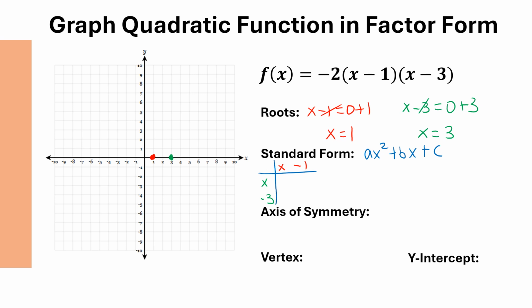So the first one, when we multiply them together, that will give me x squared. And next one is negative 1x. Next one will be negative 3x. And then multiply, that will give you positive 3.